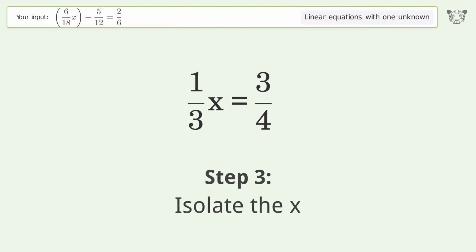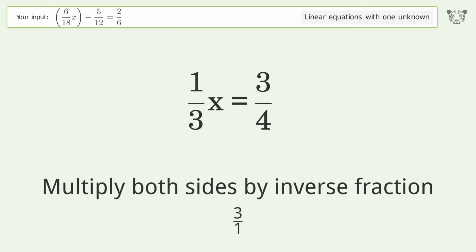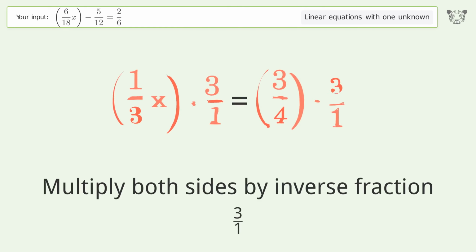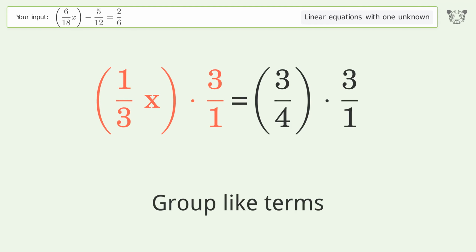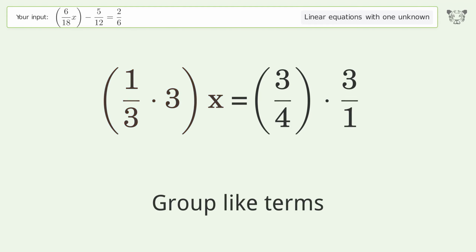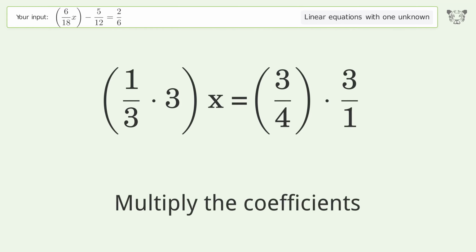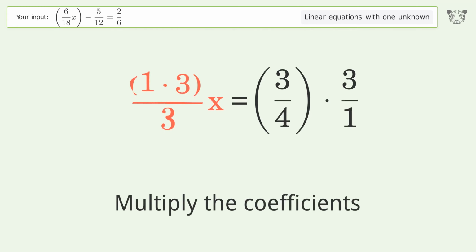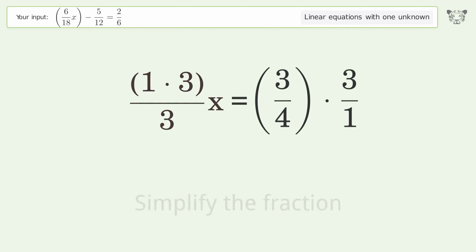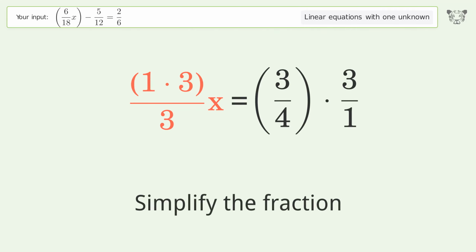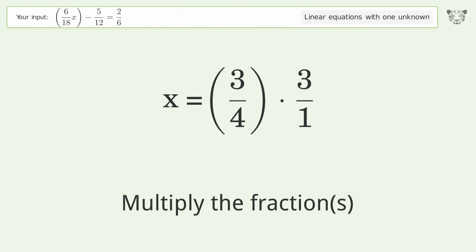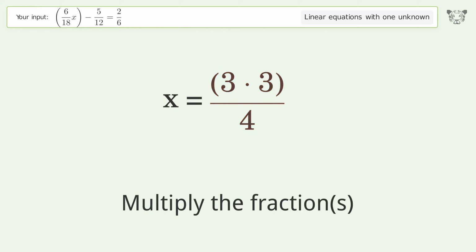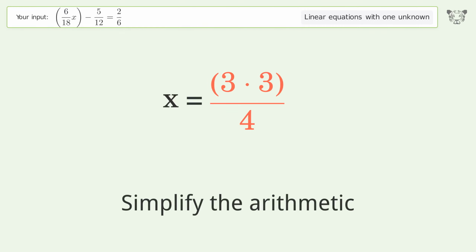Isolate the x. Multiply both sides by inverse fraction 3/1. Group like terms. Multiply the coefficients. Simplify the fraction. Multiply the fractions. Simplify the arithmetic.